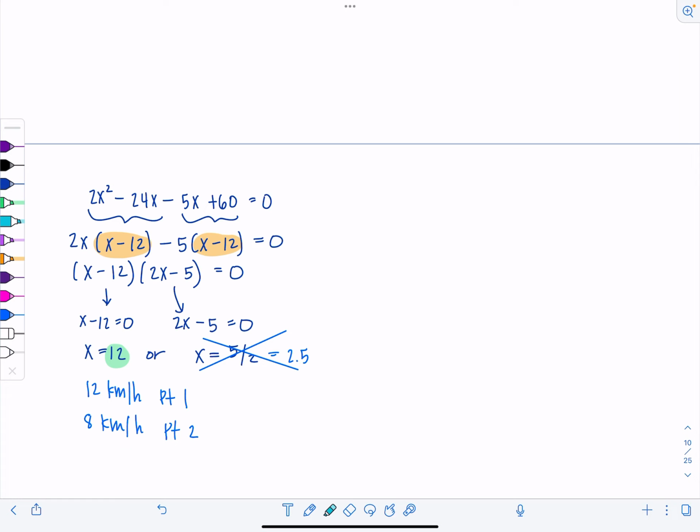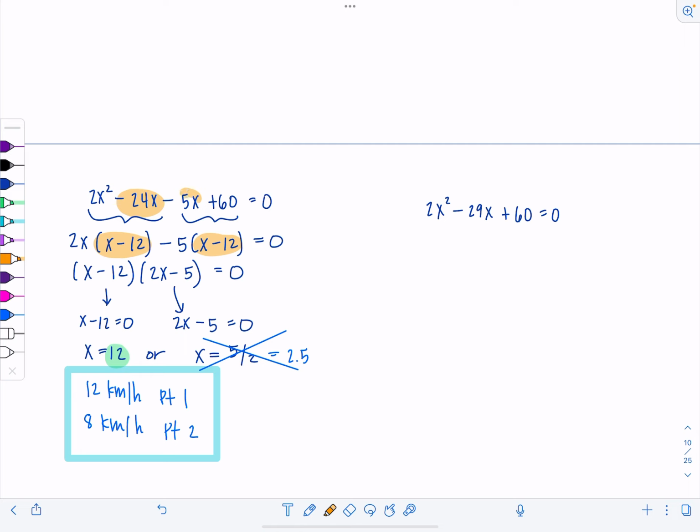Okay, but I know what you're thinking. You're thinking, oh my goodness, Professor V. It was kind of aggressive to factor 2x squared minus 29x plus 60 equals 0. Like, how did you come up with negative 24 and negative 5 to split the negative 29? Yes, I am a factoring queen. I know. I've done this for a long time.